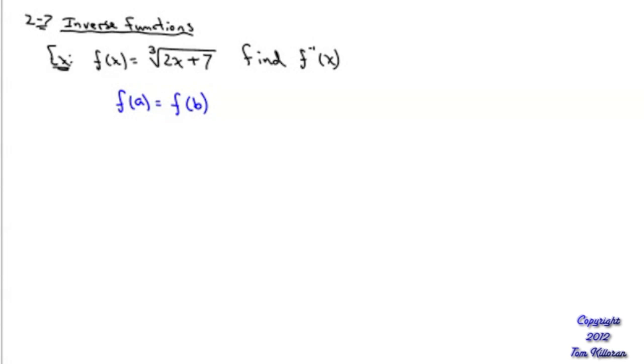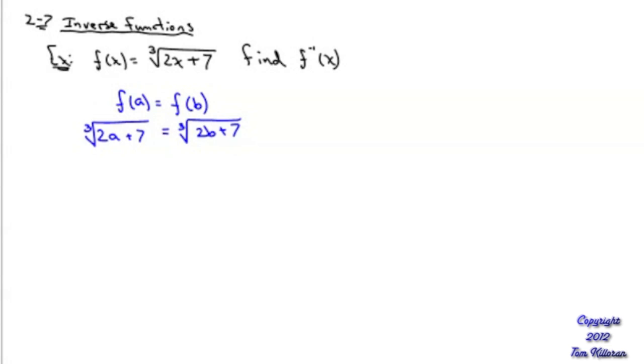So what's f of a equal to? The cube root of 2x plus 7. It is the cube root of something. F of a? It's 2x plus 7, right? F of a, it's going to be 2a, not 2x, 2a. So it would be 2a plus 7. And f of b would be 2b plus 7, underneath the cube root.